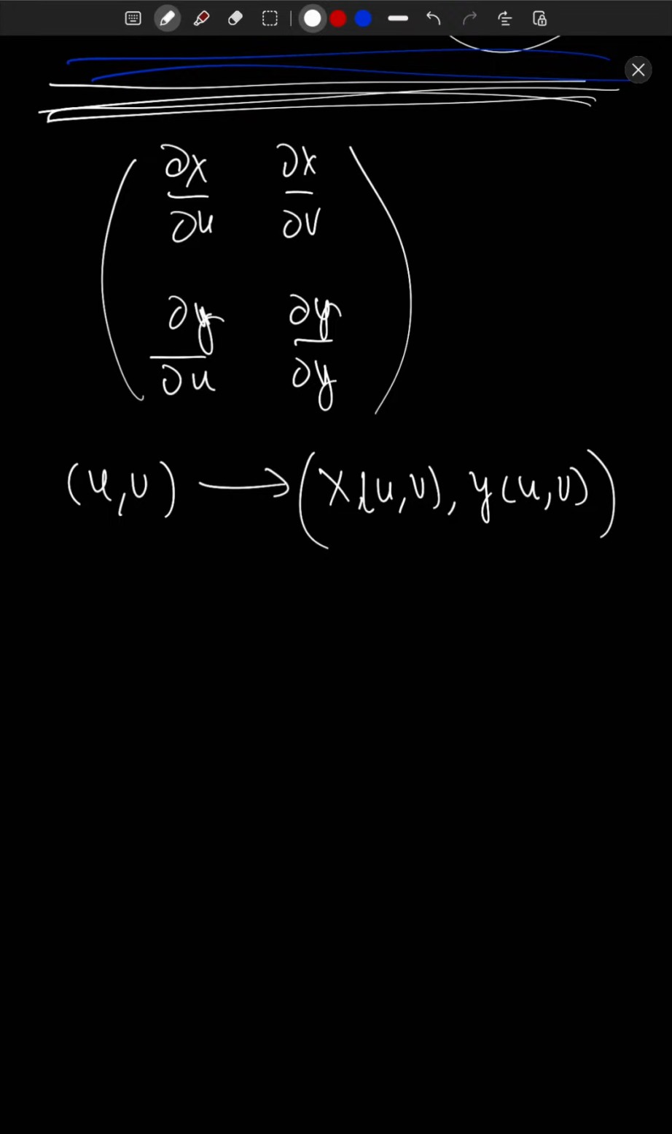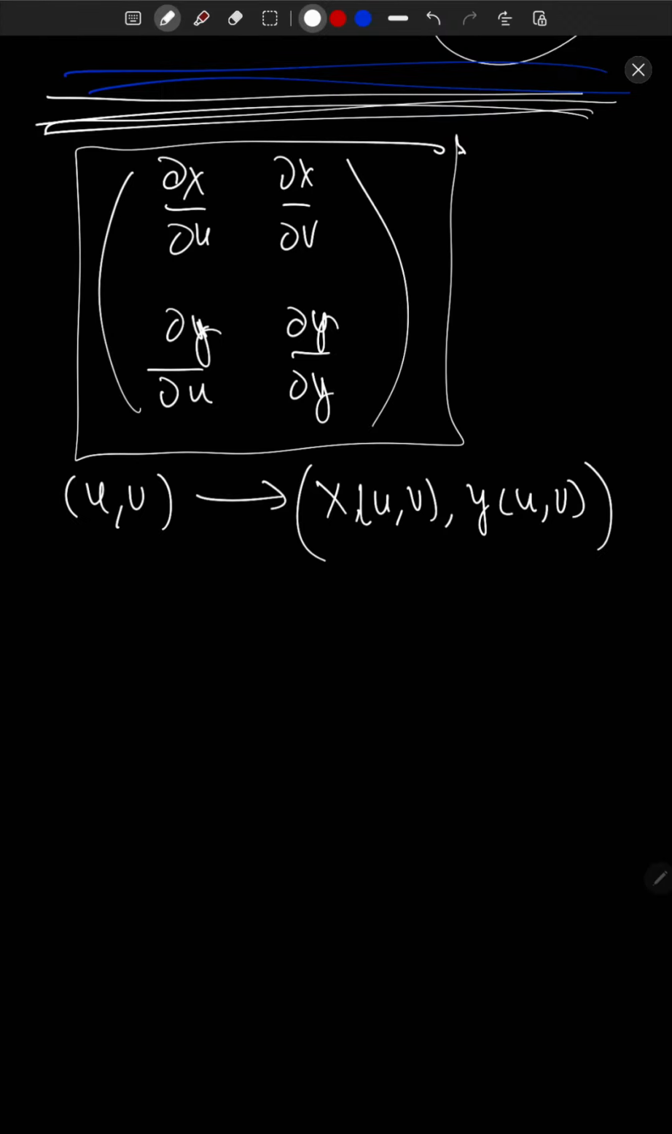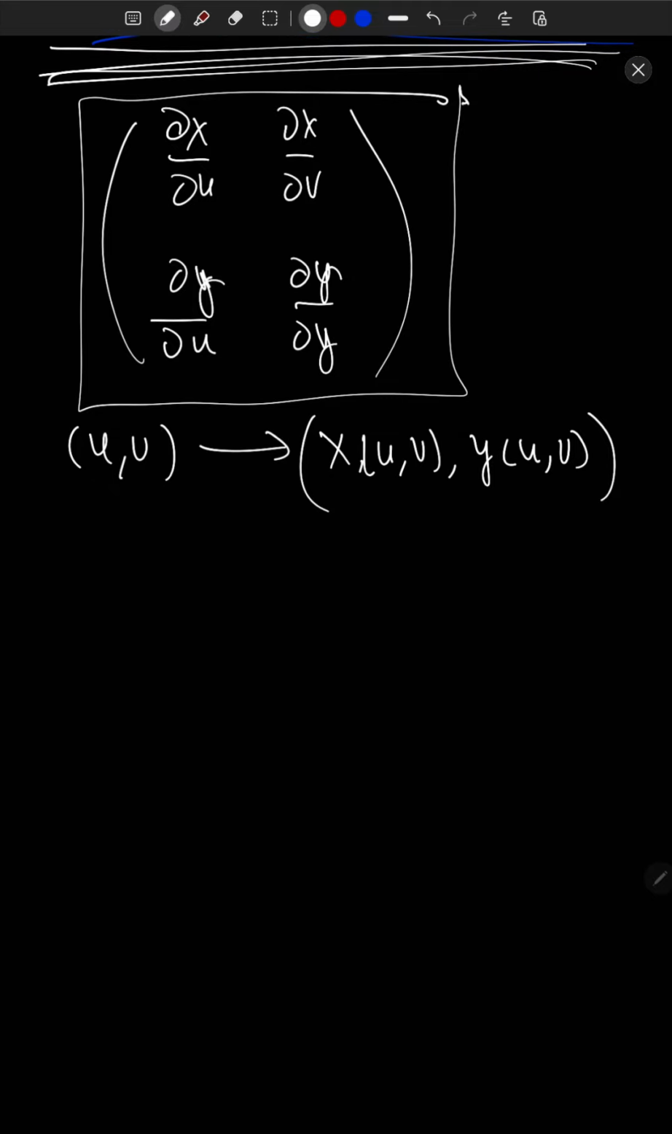What's the correct way to actually think about this? Well, the correct way is in terms of linear algebra. So if you've done linear algebra, this guy here is a linear mapping, right? It's a linear mapping, so here's the correct idea. It's a linear mapping that takes the tangent space. Let me say it like this. It takes vectors here in the UV plane to vectors here in the XY plane.